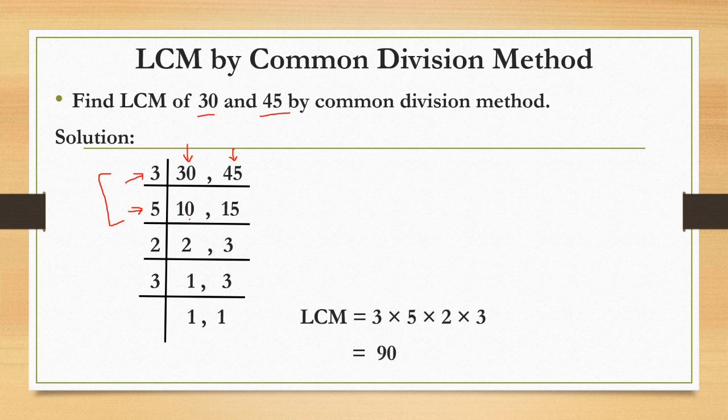Now we know that these two numbers come in the table of 5, so we divide them by 5. After division by 5 we get 2 and 3. In case of HCF we stop here, and our HCF is 3 into 5, that is 15. So the HCF of 30 and 45 is 15.